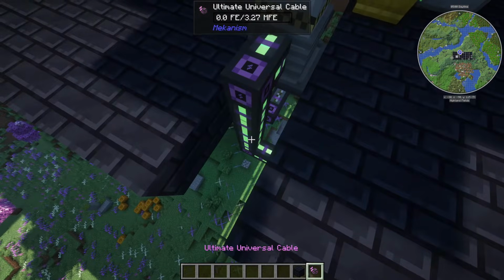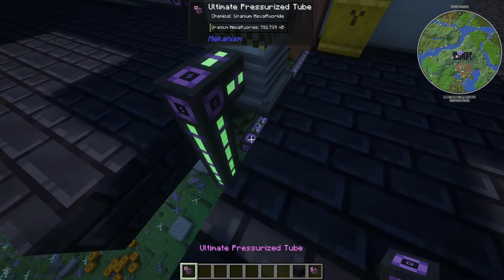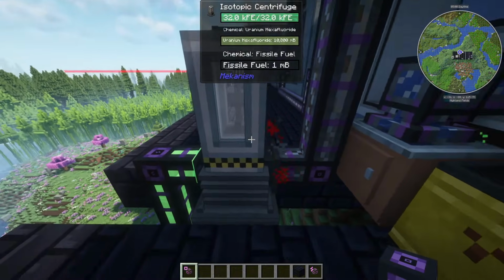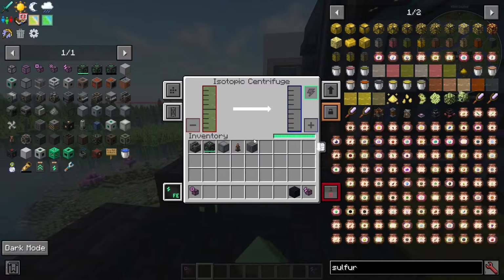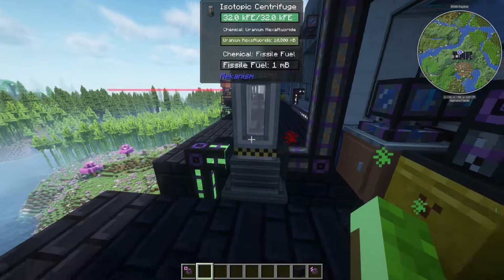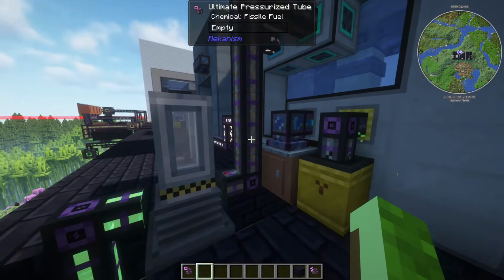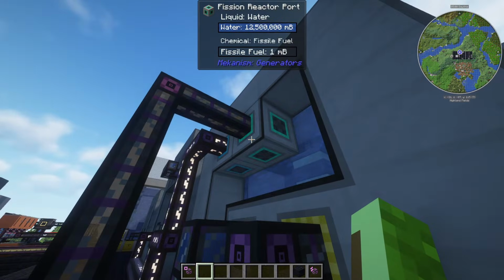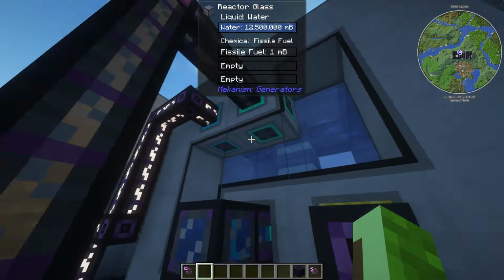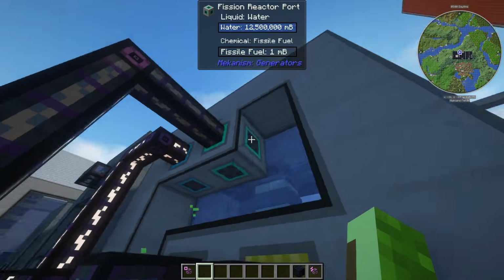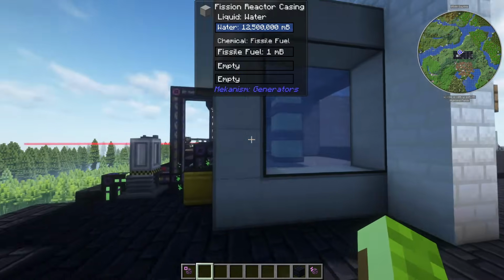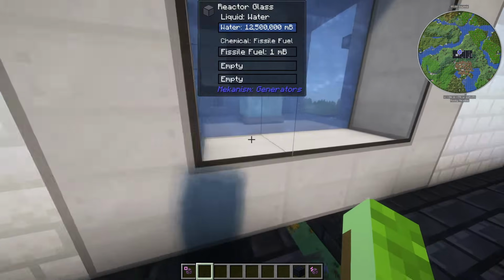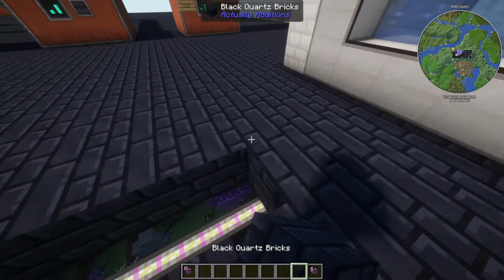So if I were to power this, and then I were to just place that down there, as you can see, it's now doing stuff. And it is actually creating fissile fuel. This fissile fuel is then being exported into the back of the fission reactor port, and that port is actually green, so it's actually accepting fissile fuel. Now, before I get too ahead of myself, let's actually talk about how to make a fission reactor here.